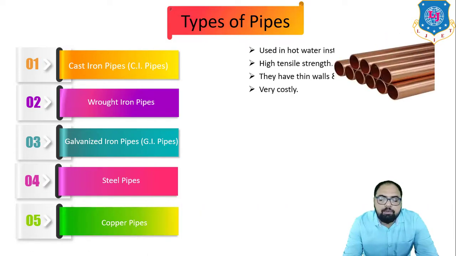The next type of pipe is copper pipes. Copper pipe is used in hot water installation. It has very high tensile strength. They have very thin walls, and this type of pipe is very costly. As we have seen in our AC, copper pipes are used.